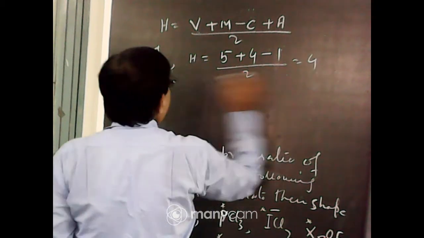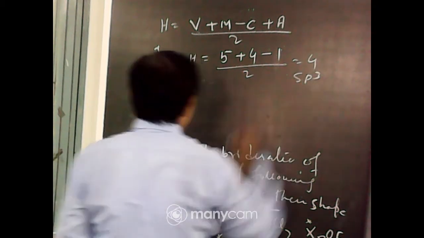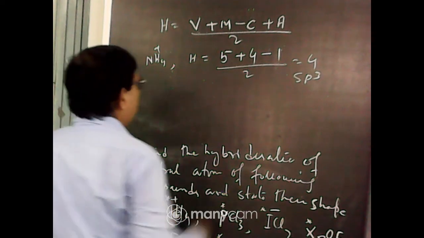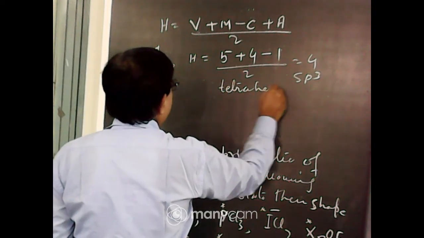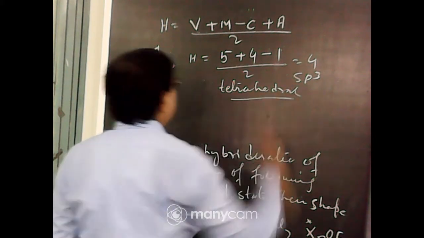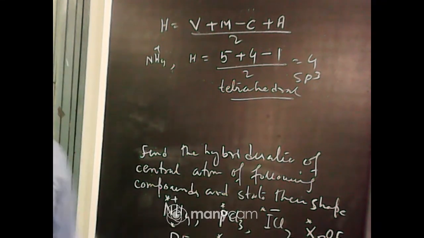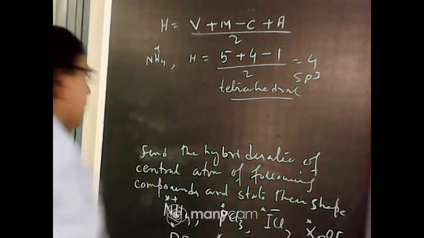4 means sp3 hybridization. And all are bond pairs, there is no lone pair. What will be the shape? Ideal shape, tetrahedral. So in NH4+, the nitrogen atom is sp3 hybridized and it has tetrahedral shape.